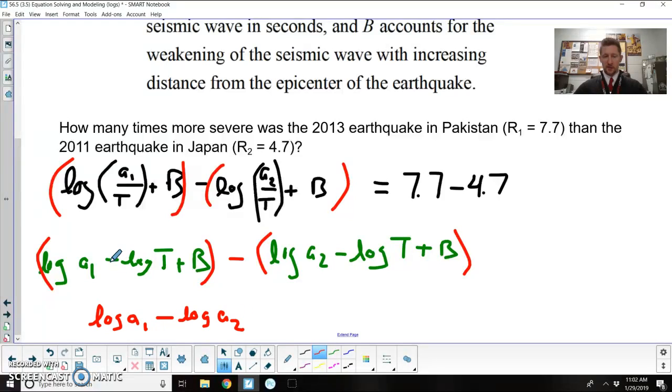And then I've got the opposite of log T minus the opposite of log T. What happens is those two things are going to cancel each other out. And B minus B, well, that's also going to cancel out. So that's not going to be there anymore. So log of A1 minus the log of A2 is equal to 7.7 minus 4.7, which is 3.